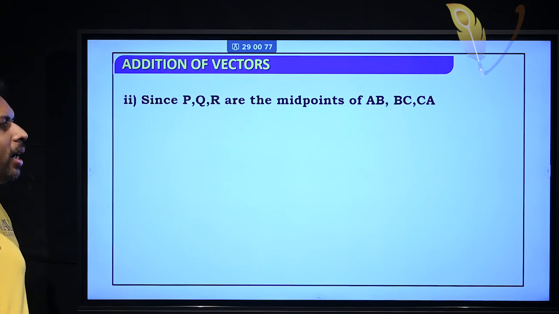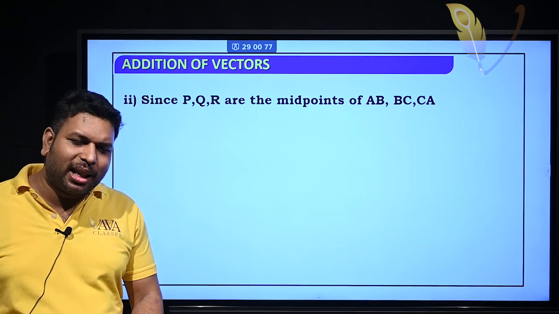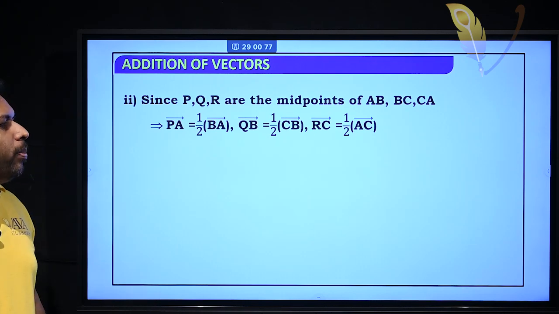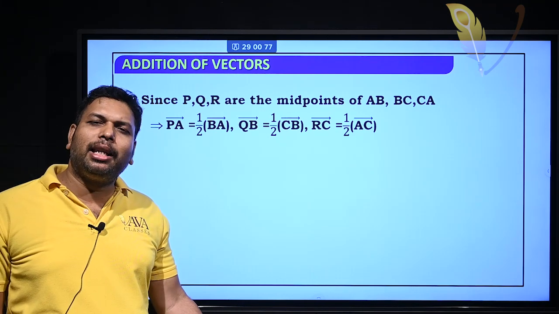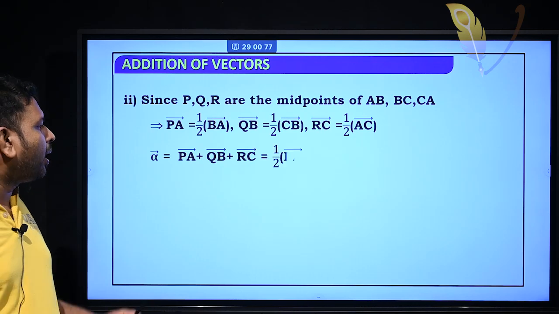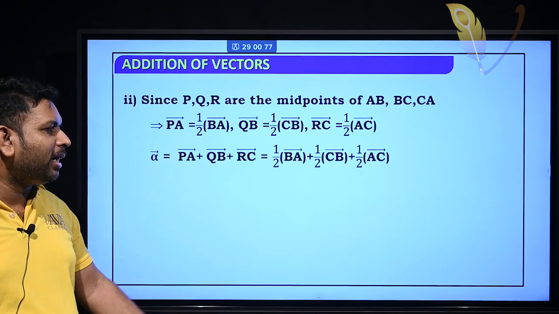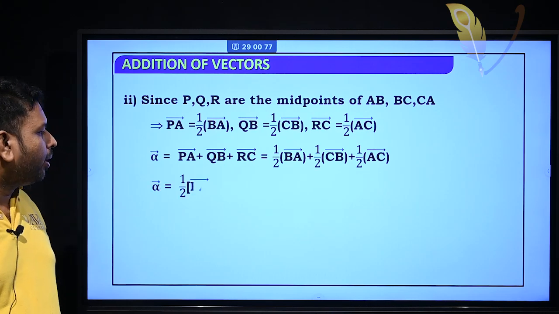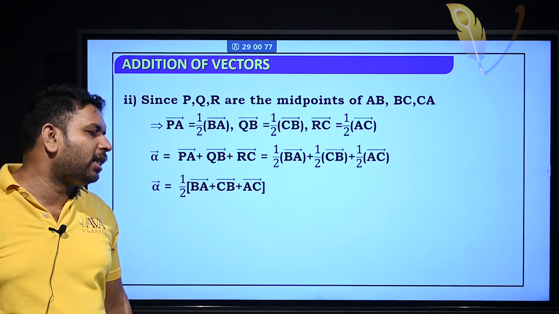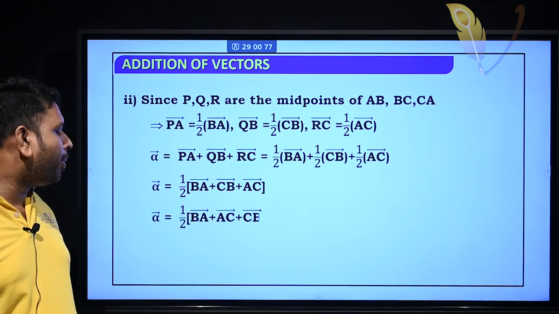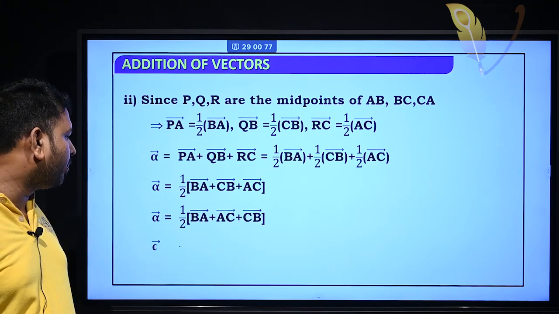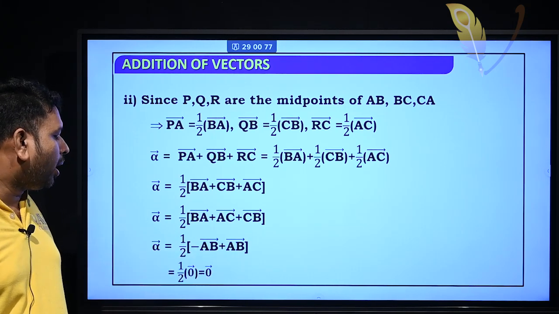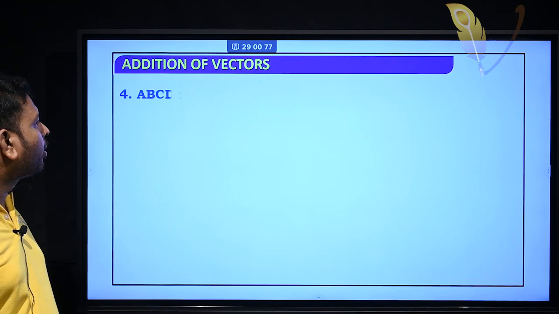Since P, Q, R are the midpoints of AB, BC, CA, that implies PA = half BA, QB = half CB, RC = half AC. So alpha = PA + QB + RC, which equals half BA + half CB + half AC. So alpha = half (BA + CB + AC), which is half (BA + AC + CB). Alpha vector equals half (minus AB + AB), so half of the zero vector equals the zero vector.